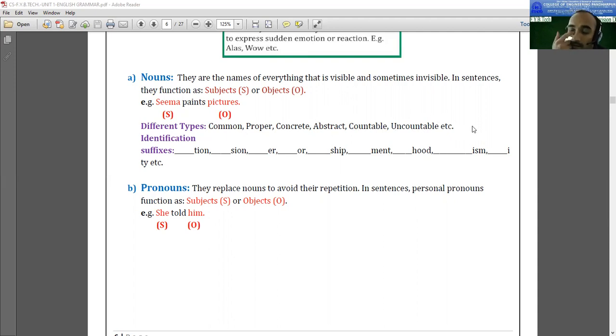Other types of nouns are also there, but we are limited to these types. So the different types of nouns are common noun, proper noun, concrete noun, abstract noun, countable noun, and uncountable noun. So what are the common nouns? Can anybody tell me what is the common noun?